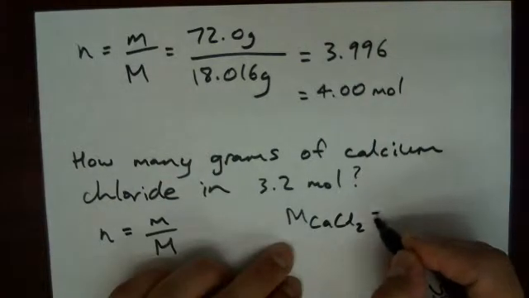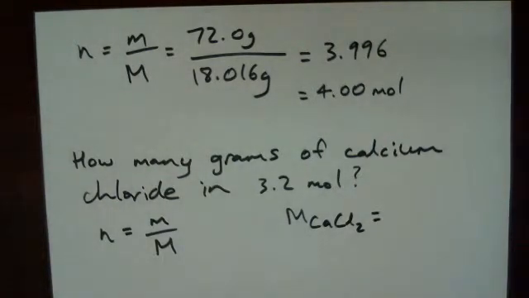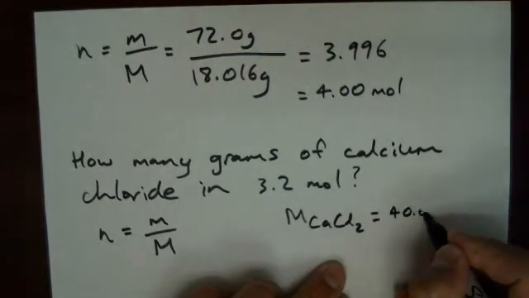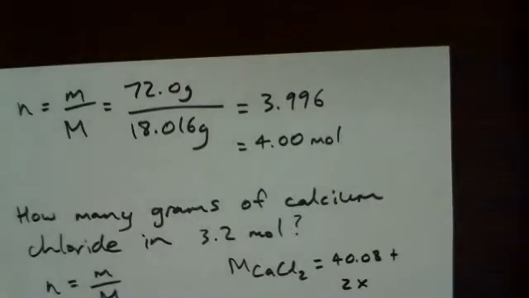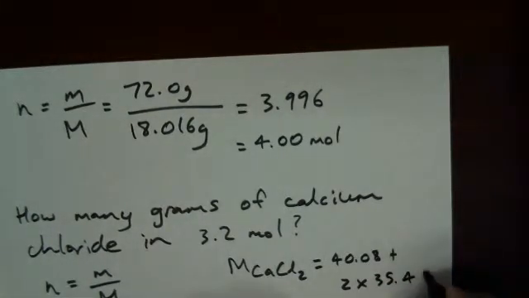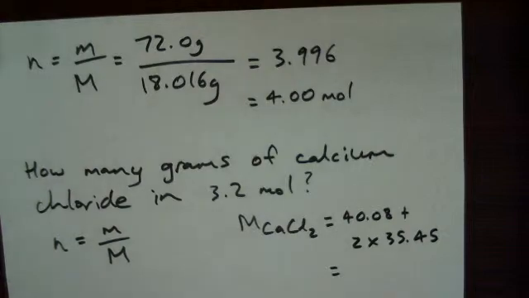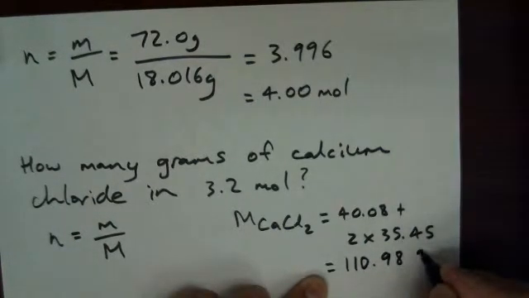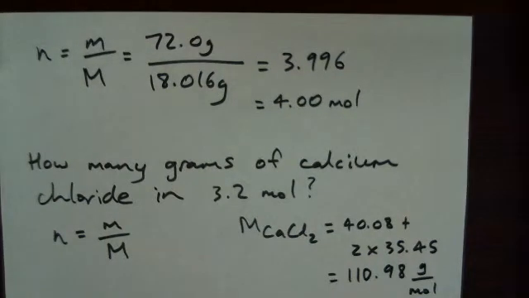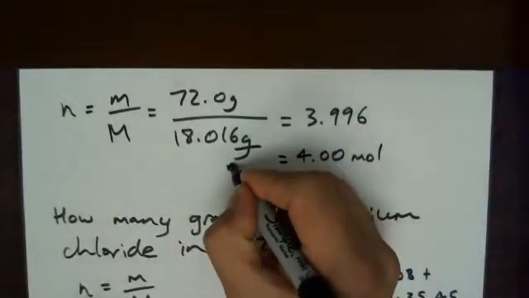And so the molar mass of that is going to equal the mass of calcium, which is 40.08, plus 2 times our chlorine. If you look on the periodic table, it's 35.45. So that gives us a total of 110.98 grams per mole. By the way, this should have been grams per mole here.